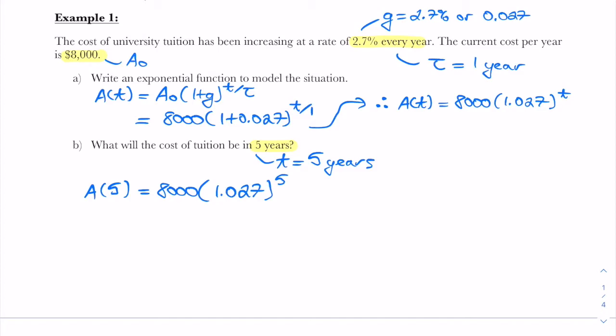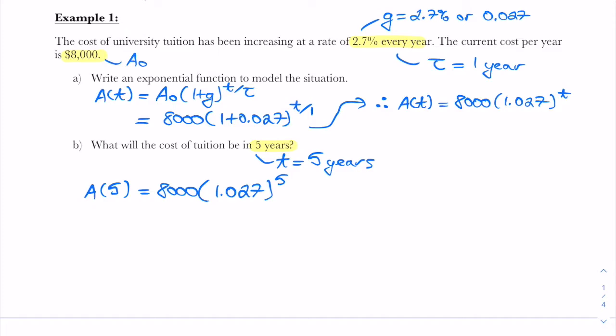And I'd like to make a note here. I'm allowed to just plug it in because t and tau had the same units. They're both expressed in years. That's very important. You always have to make sure the two units match. So this is something you can evaluate on your calculator.